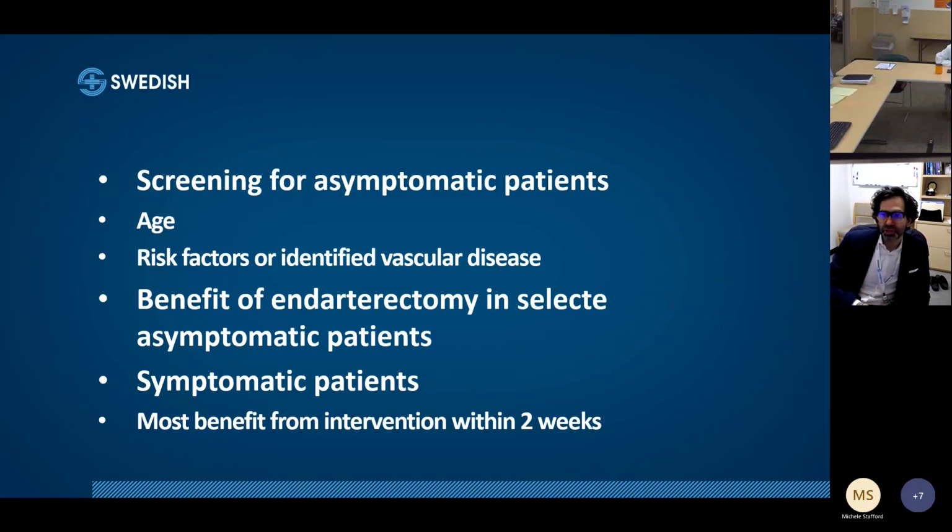Yeah, that's a great question. So the data that I know is that the correlation is about 35% between carotid bruit and symptomatic lesion.